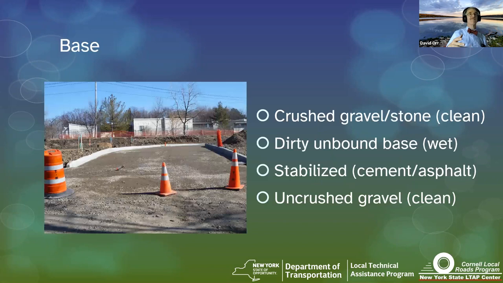For the base, we got four choices. You got a clean gravel, crushed gravel or crushed stone. You got a dirty unbound base, which is wet and doesn't drain well. You got stabilized material where you've actually stabilized it with cement or asphalt. And that's important. We're talking about changing the structure, not just changing the frost susceptibility. If you're using calcium chloride stabilization, you can improve your drainage number, but don't change the base structure.